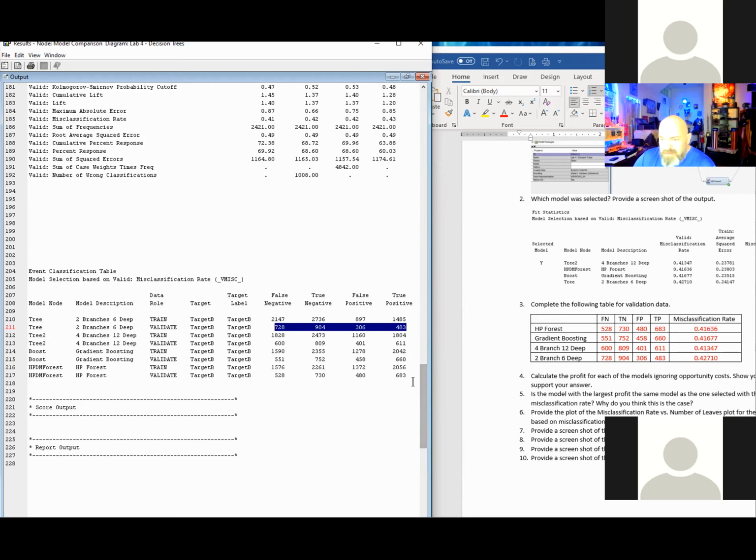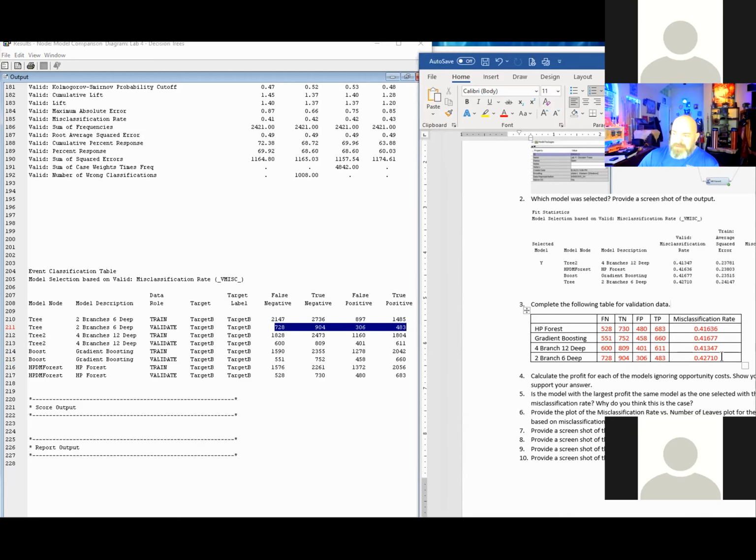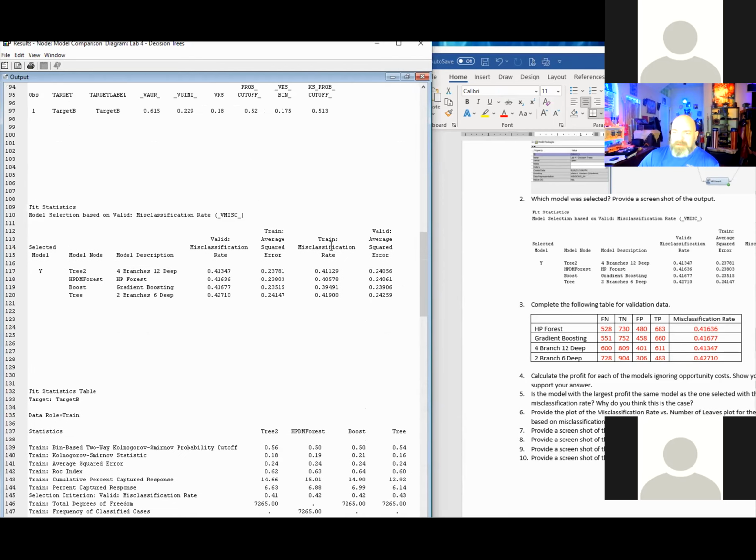And then for 2 branch 60, I used those numbers. Are those right? Yeah. 2 branch 12, 728, 904, 306, 43. And then the misclassification rates here, I got those from right here, from this column. I got different numbers. Yeah, for some reason, my first two are switched from yours.